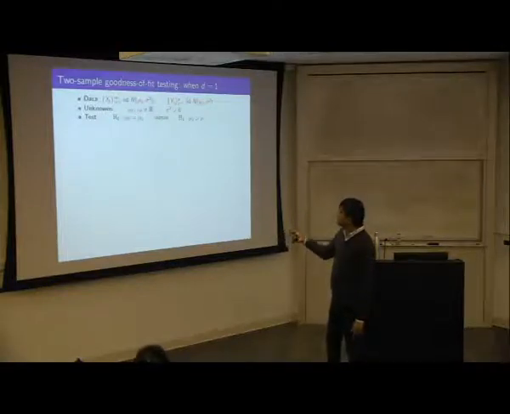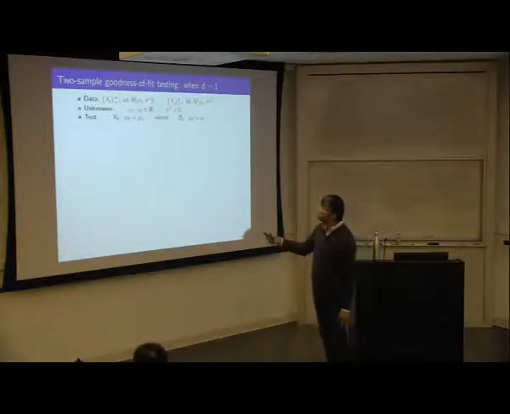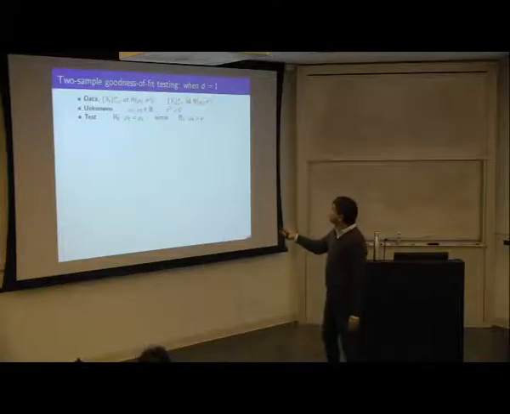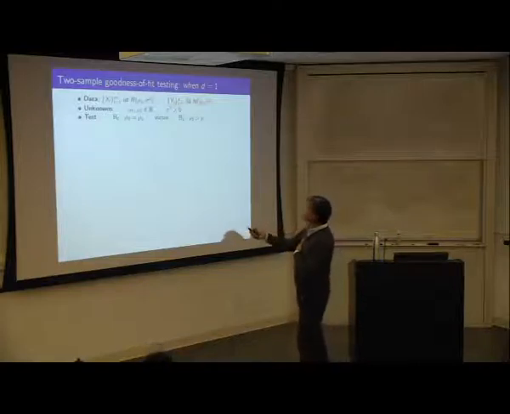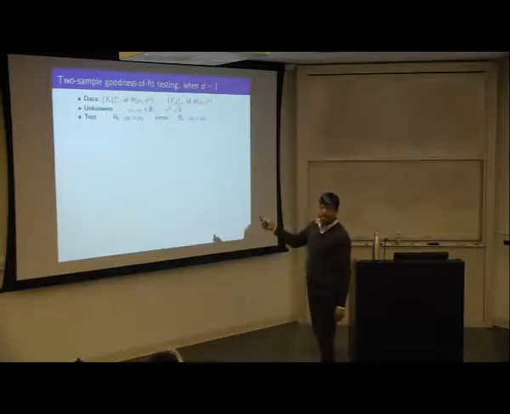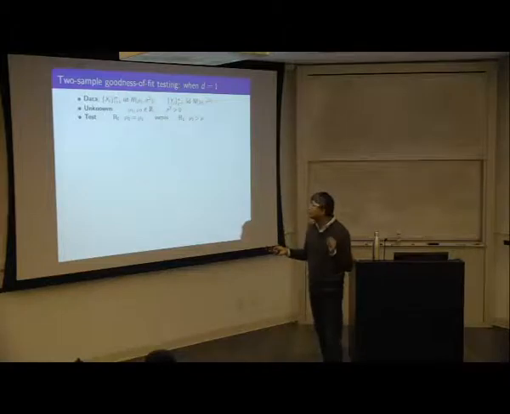You want to test whether the two distributions are the same, which means whether mu 2 is equal to mu 1, and the alternative being mu 2 greater than mu 1. Of course, this arises quite often. This you can think of as the control group. This is the treatment group. And you want to see if the treatment has an effect or not. Right? That's the usual setup.